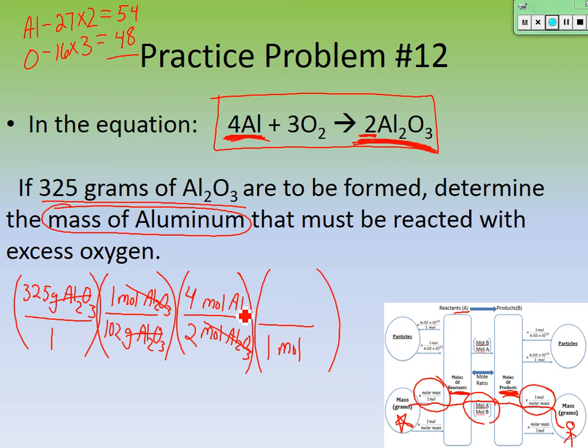It's 1 mole of what though, guys? Aluminum. What is the molar mass of aluminum? 27 grams. Okay. Now my moles of aluminum cancel out and I'm left with grams of aluminum, which is what it wanted. Throw on an equal sign. Grab a calculator.